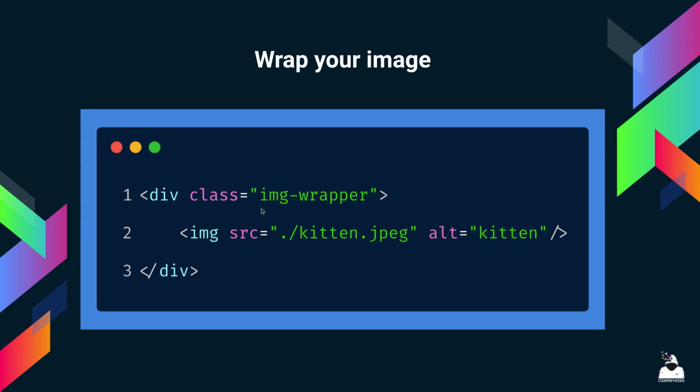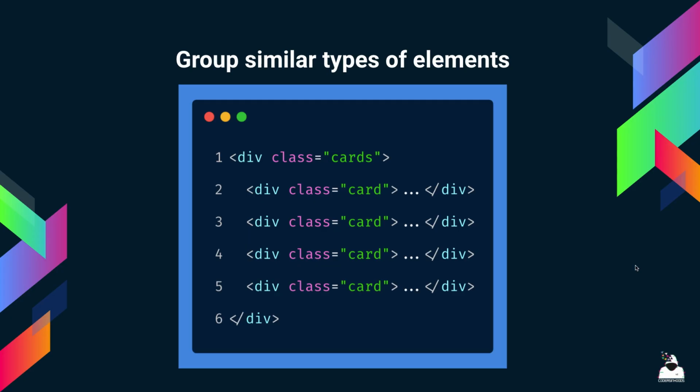Wrapping your images just to help with the layout, so you know exactly how it behaves, because images have different rules. Sometimes you will find out that when you just put an image on the page, it will have like a 2 or 1 pixel margin from the bottom or whatever. So if you put it in the div, it will get rid of these kinds of issues.